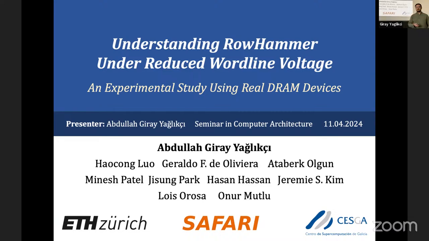Yeah, go ahead. I have a question regarding different manufacturers. You can see that different manufacturers perform differently regarding the reduced Wordline voltage, right? What is the key reason behind this? I'm just curious how they structure the data. So yeah, it's hard to say actually. We don't know for sure.